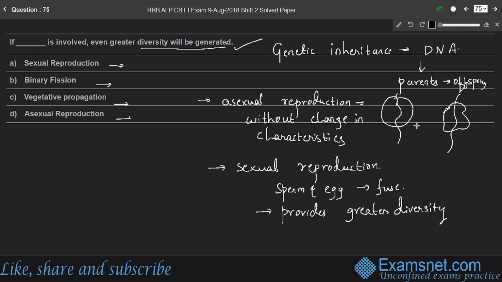That means the offspring may or may not contain the same characteristics of the parent. Therefore, the different combination of genes of the parent organism is involved, so sexual reproduction provides a greater diversity. Therefore, option A is the right answer. If sexual reproduction is involved, even greater diversity will be generated.